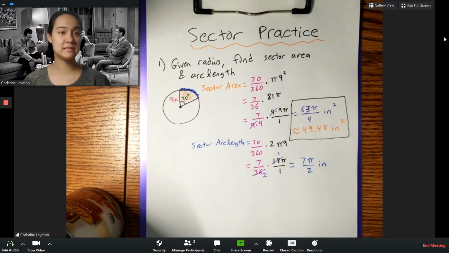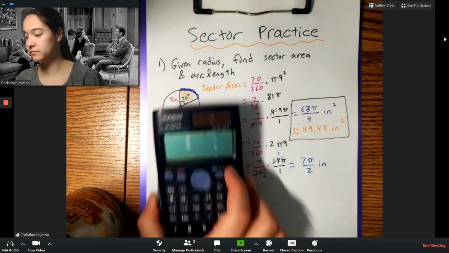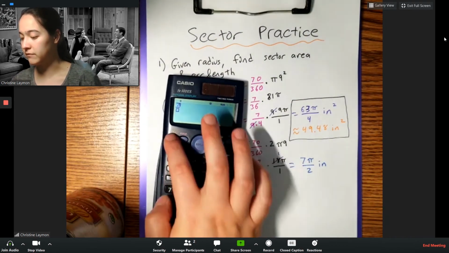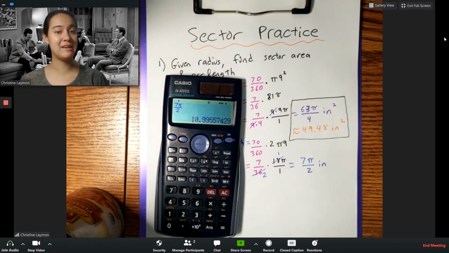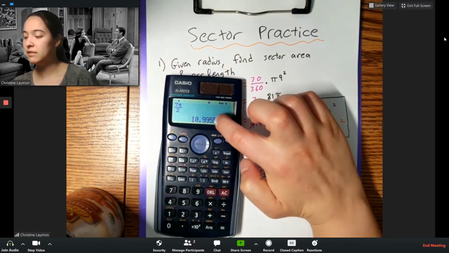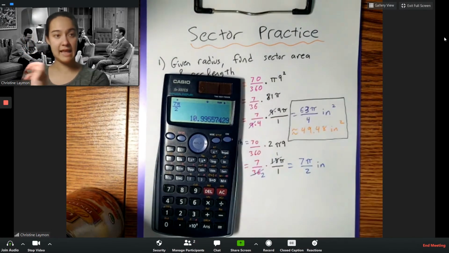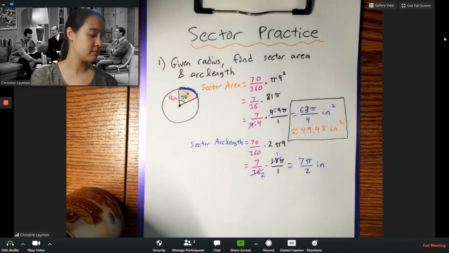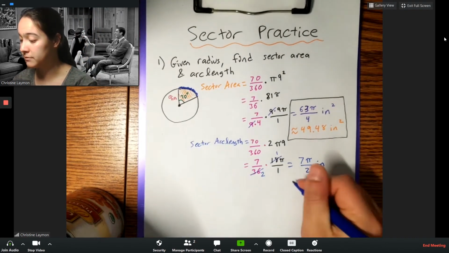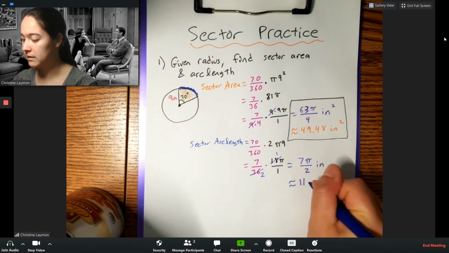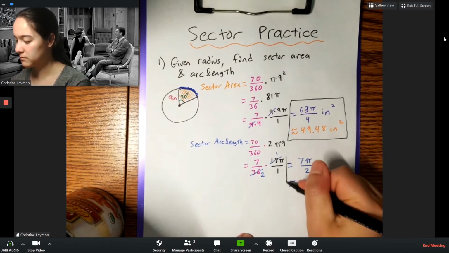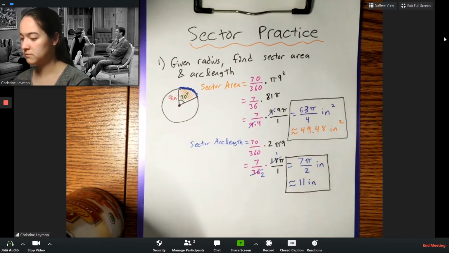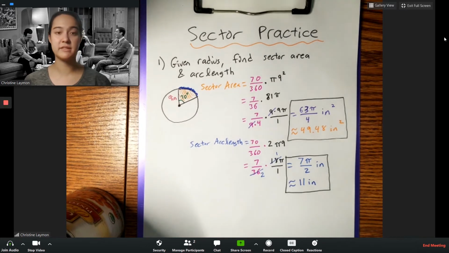Now again, let's say I want to approximate this. So I have 7 pi over 2, and that is 10.995. If I'm rounding to 2 decimal places, that second 9, this 5 will kick it up, and that kicks everything up. When you round this, it actually becomes 11. So approximately 11 inches. Okay, so that's one of our examples with our sector practice.